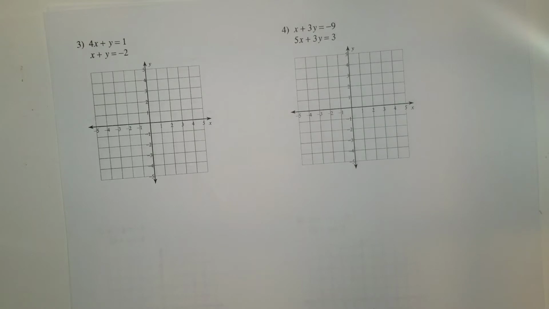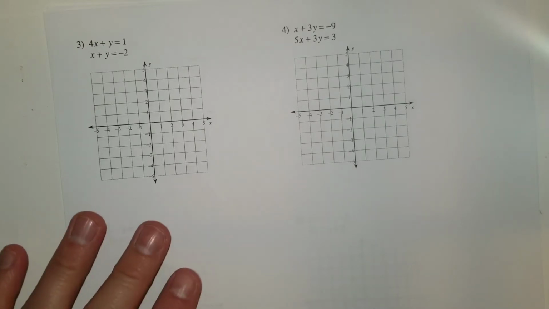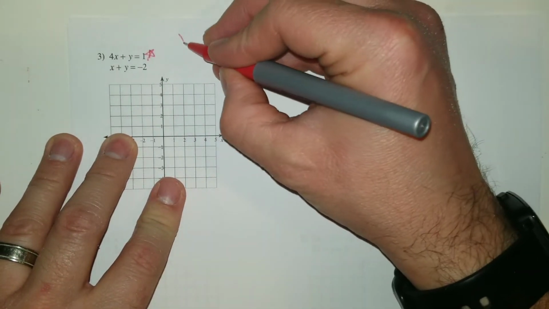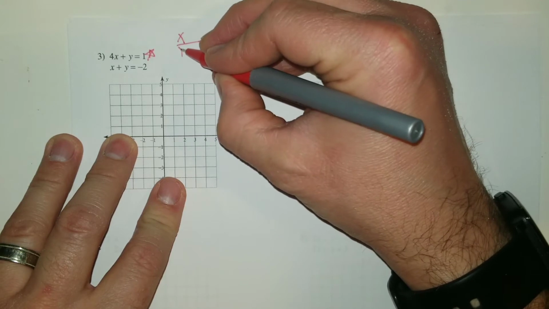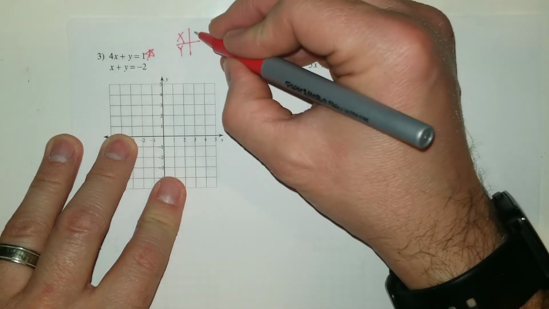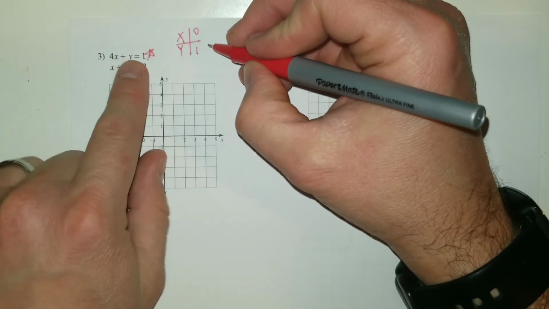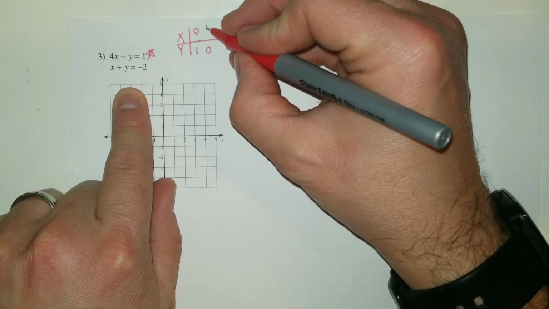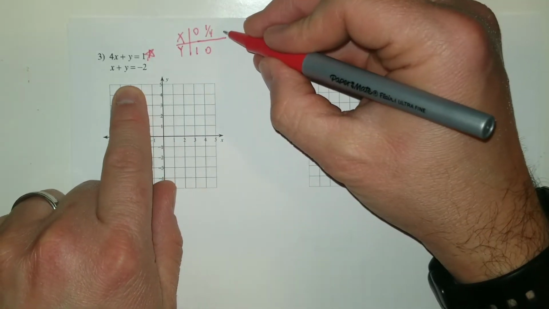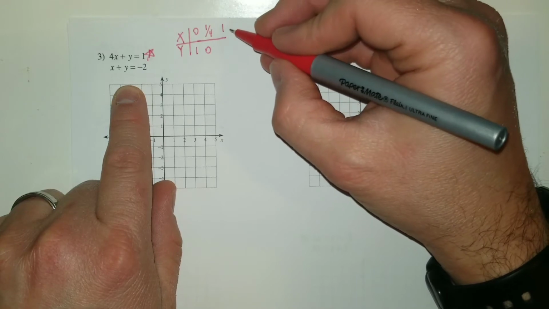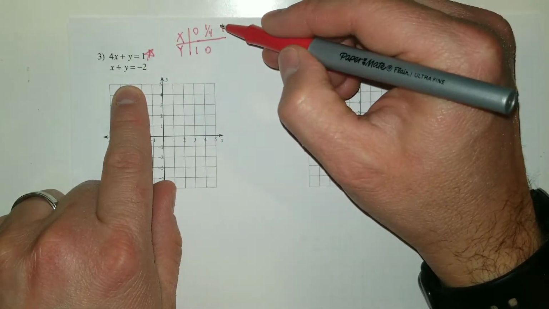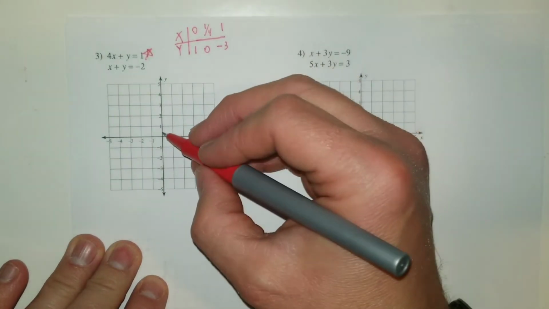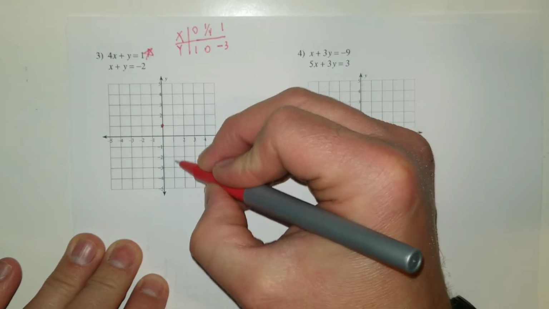So we have 4x plus y is equal to 1, and x plus y is equal to 2. Let's say the first one's going to be red, so x and y. Okay, if x is 0, then y equals 1. And if y is 0, then x is 1/4. Okay, not so nice. Let's use a different number. Let's say x is 1. If x is 1, so 4 plus y equals 1. Minus 4 on both sides, I get negative 3. So I have two numbers. I have 0, 1, and I have 1, negative 3.